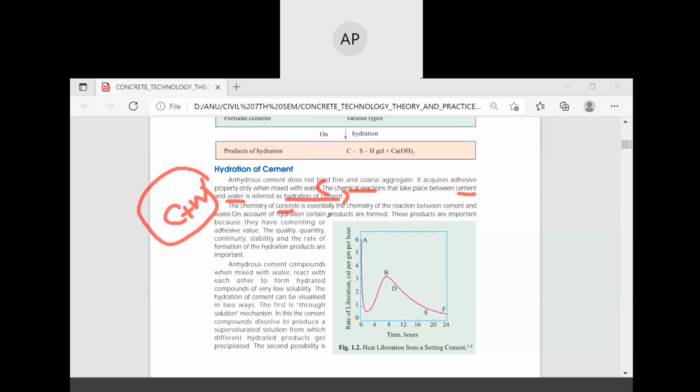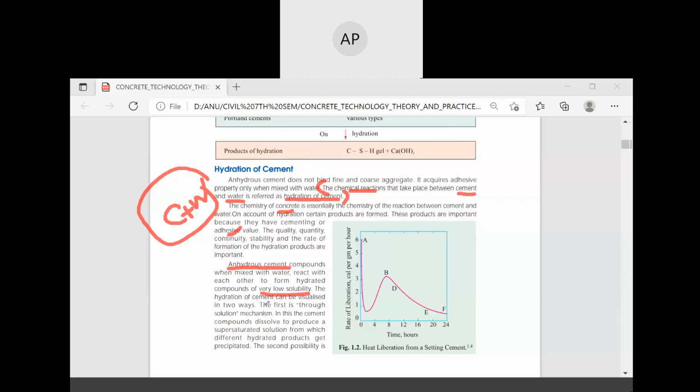On account of hydration, certain products are formed. These products are important because they have cementing or adhesive value. The quality, the quantity, continuity, stability, and the rate of formation of hydration products are important. Anhydrous cement compounds, when mixed with water, react with each other to form hydrated compounds of very low solubility.